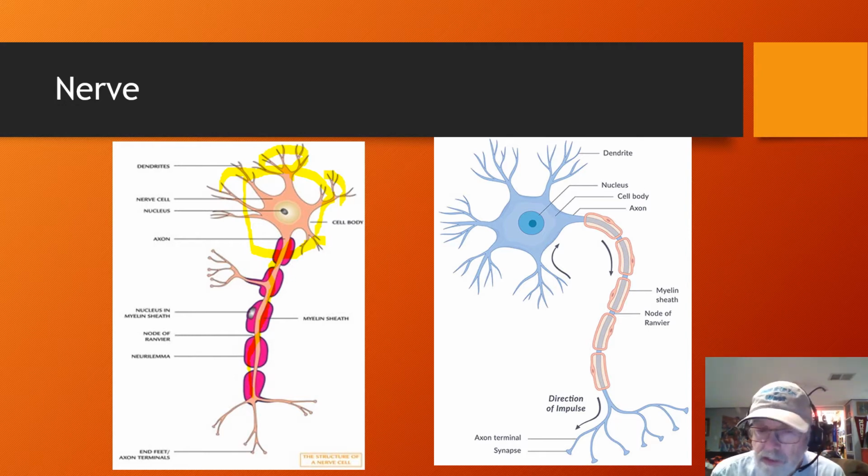Number one, it does provide a little bit of insulation. In other words, it does insulate the nerve so there's not a whole lot of cross communication, like taking a bare wire. If you take two bare wires and touch them, it creates a short circuit which messes up the whole system, the electrical system. So this myelin will provide a little bit of insulation.